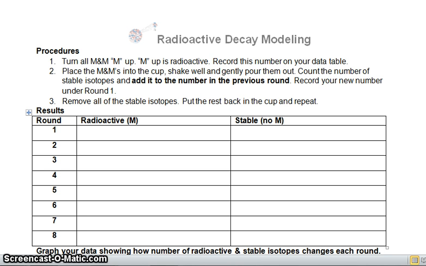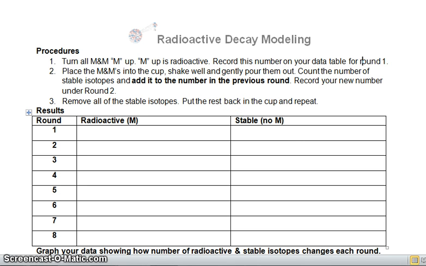All right, so the first thing you want to do is turn all of your M&Ms M side up. This represents radioactive molecules. Now you might find while you're working on this that some of your M&Ms actually have no M at all. Then you would have some recorded here in the stable column, that they're always going to be stable. They're not going to change. So record the total number that you have with the M's and record the total number that you have with no M's at all in round one.